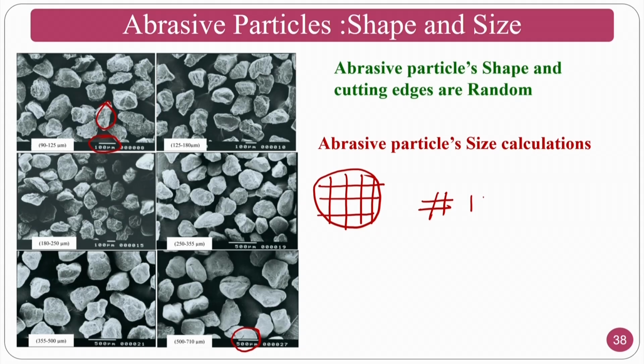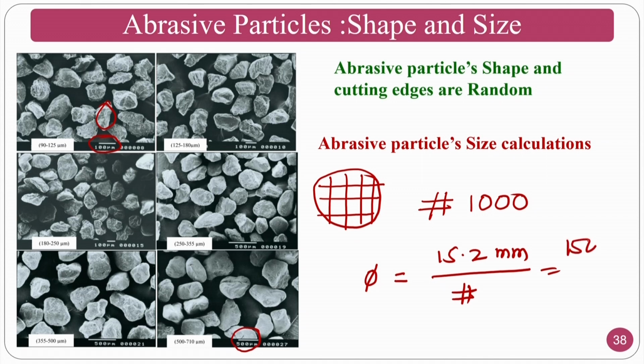So, assume that you are going to measure the mesh size, ordered mesh size 1000. How do you calculate? Particle size is equivalent to 15.2 mm divided by the mesh number. In this particular case, if you convert into microns, it will become 15,200 divided by 1000, so approximately, or exactly, 15.2 micrometers. The particle size or average diameter of this particular particle is 15.2. This is how you calculate the size of an abrasive particle.